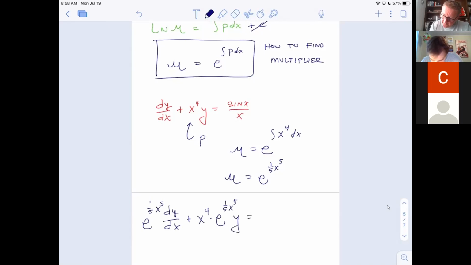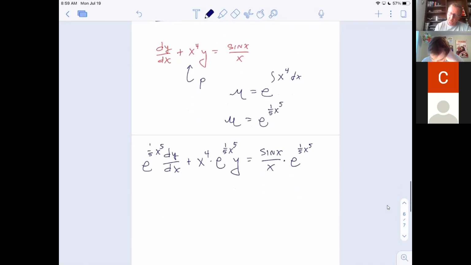And on the other side, there was a sine of x over x, and it's going to be multiplied by e to the 1/5 x to the 5th. Now, this looks horrible, but the question is, did it work? Is this the product rule? Yes.